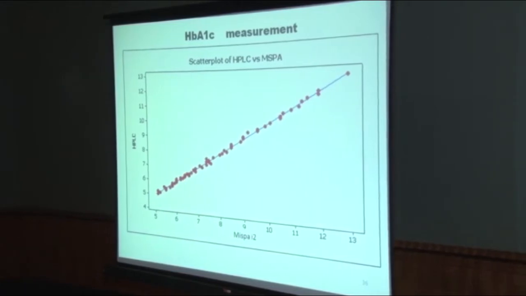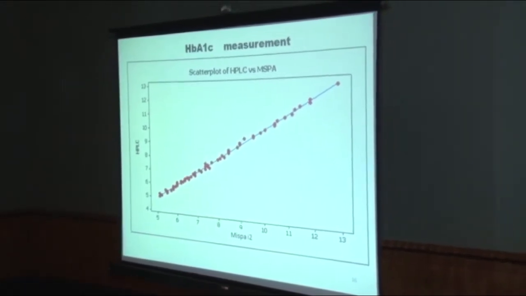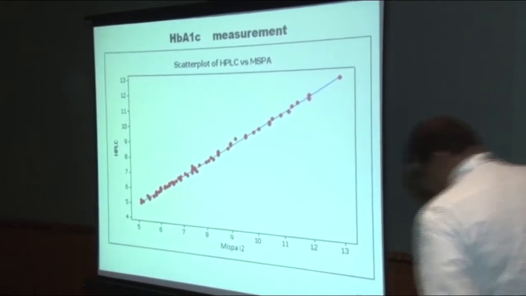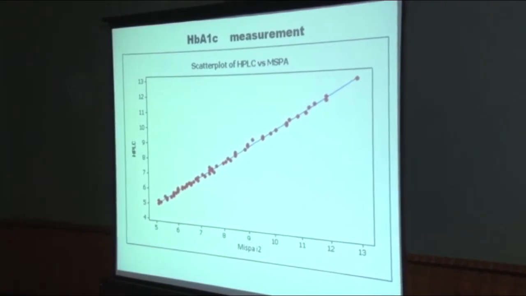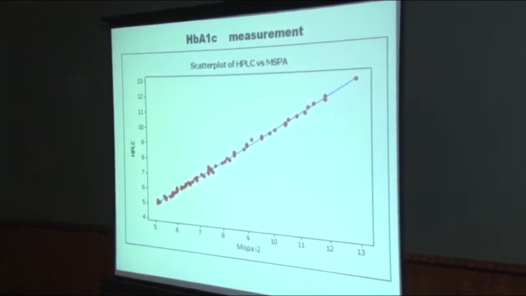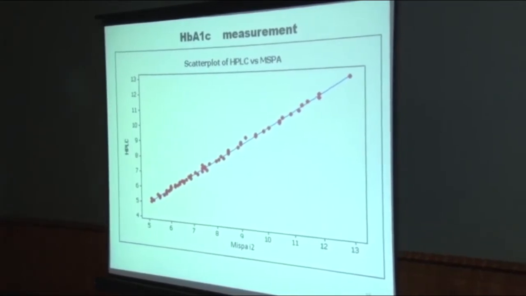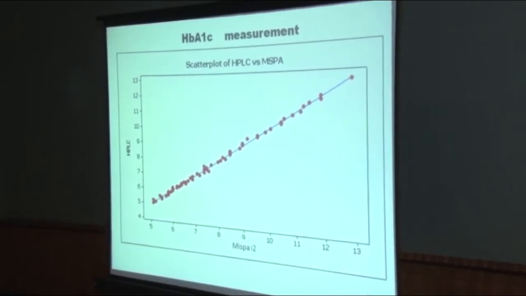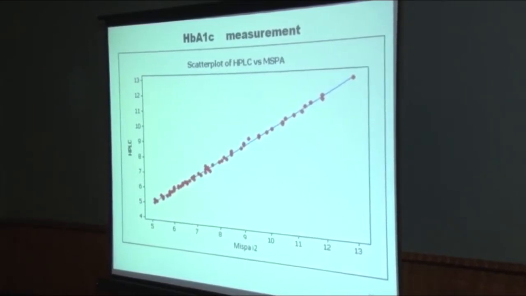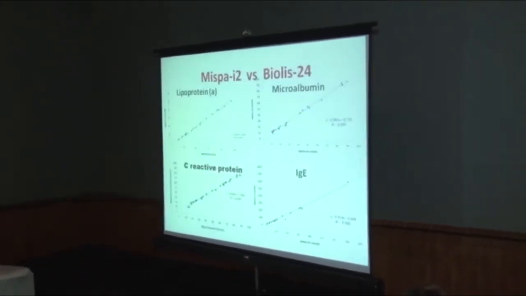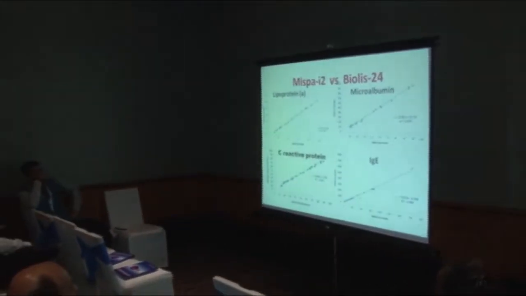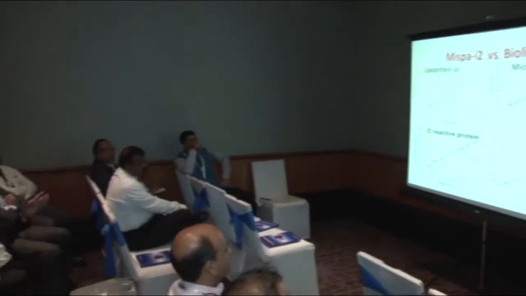This is a reaction in which the x-axis is the MISPA-I2 concentration of HbA1c, and the y-axis is the HPLC, that is the standard reaction. Of course, the HPLC machine will cost about 5 lakhs, whereas MISPA-I2 is only 1 lakh. You can see the scatter plot is the same, so you will get almost identical quantity of HbA1c. Similarly, other markers like lipoprotein A, microglobulin, C-reactive protein, IgE, etc., are all well quantitated.